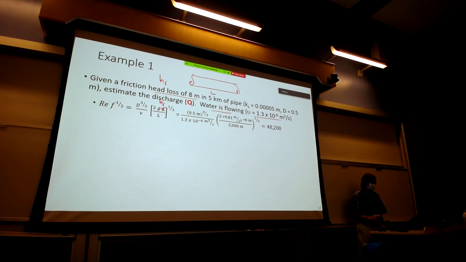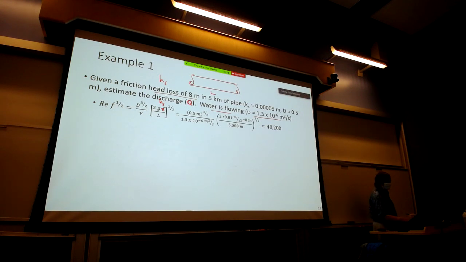That's right. Now I'm just copying and pasting. So in this case, we're going to calculate the Reynolds number times the friction factor to the 1/2 power. We got this equation by combining the Reynolds number with the Darcy-Weisbach friction factor equation.